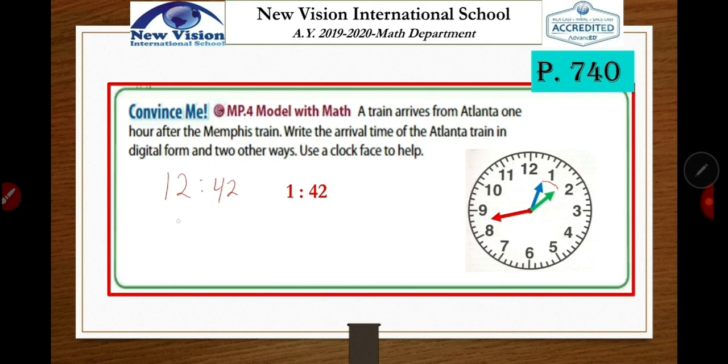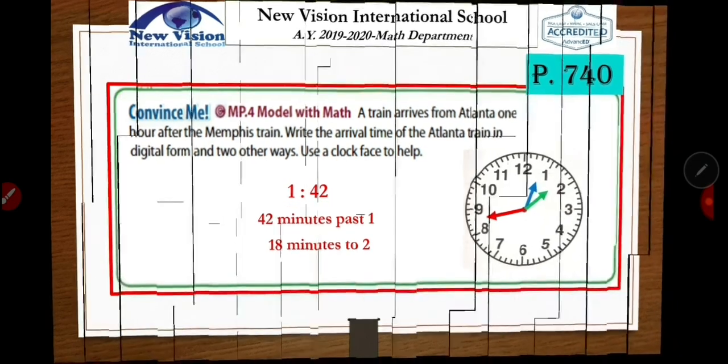So as you can see, the only changed number is the hour number. One hour after 12 is 1, but the minutes are just the same, 42. So another way of saying 1:42 is 42 minutes past 1, or you can say 18 minutes to 2. All right, very easy.